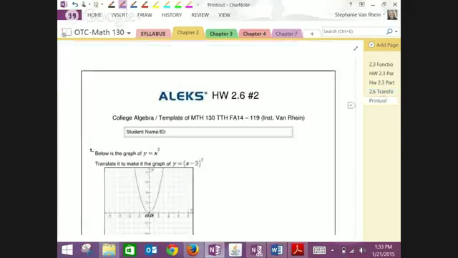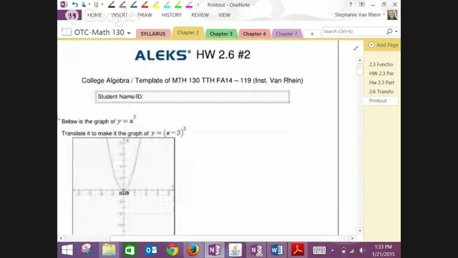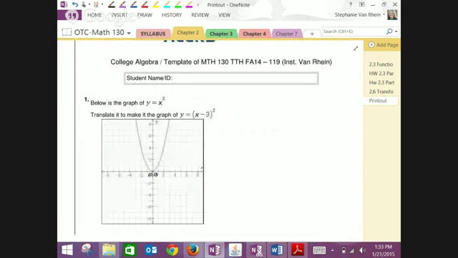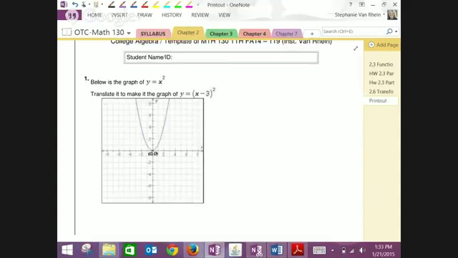So I want to take some time to look at some of your ALEX homework problems. So these are PDFs directly from ALEX. So I go into ALEX and say, shoot me a PDF of the homework problems. They're randomly generated. So yours might be, instead of x squared, it might be the absolute value of x. But along the same idea of how to go through this transformation.